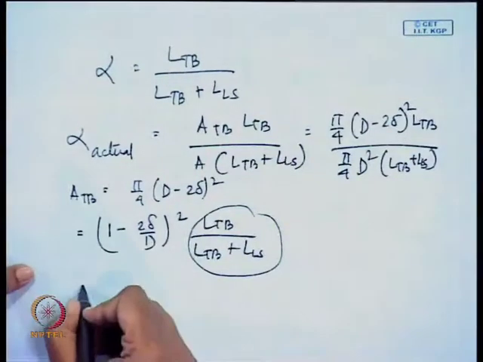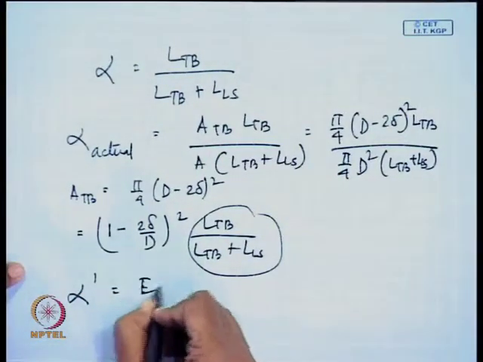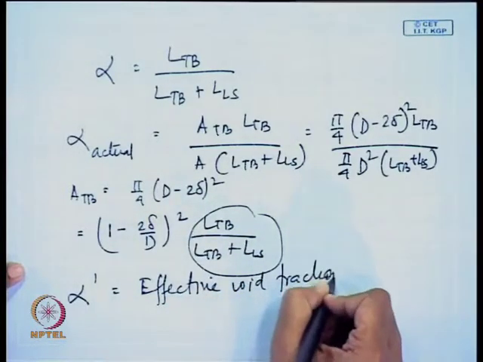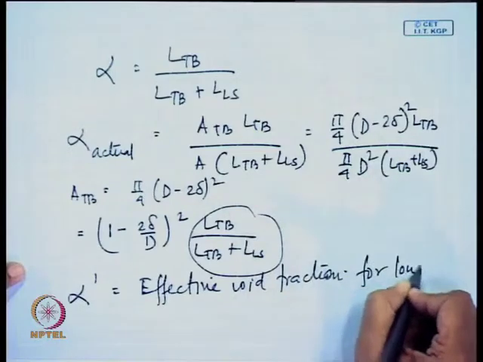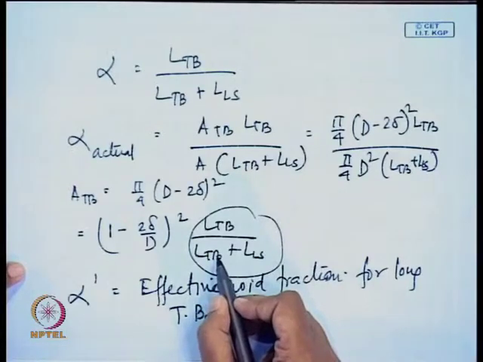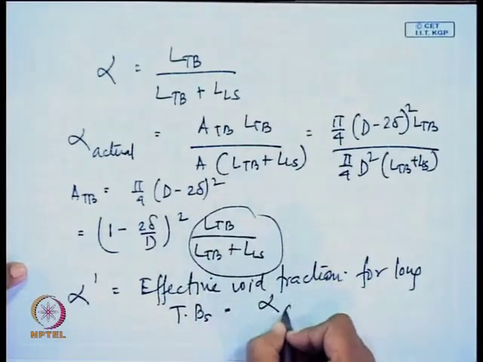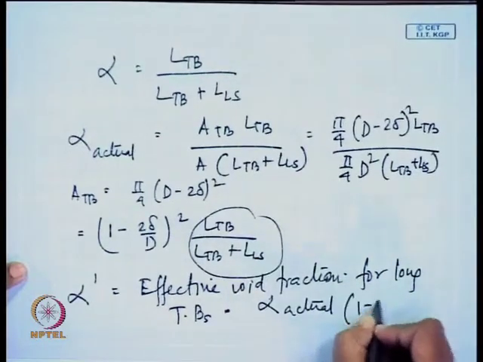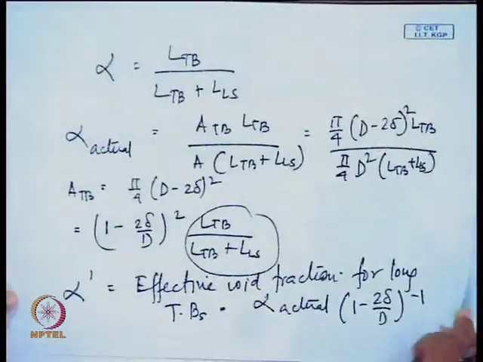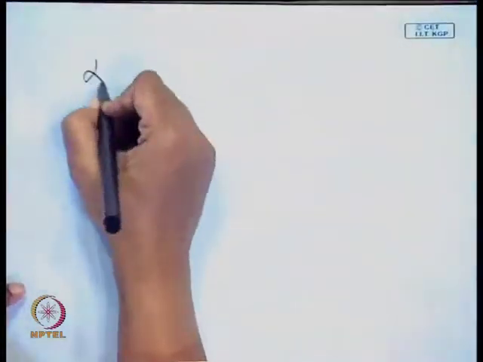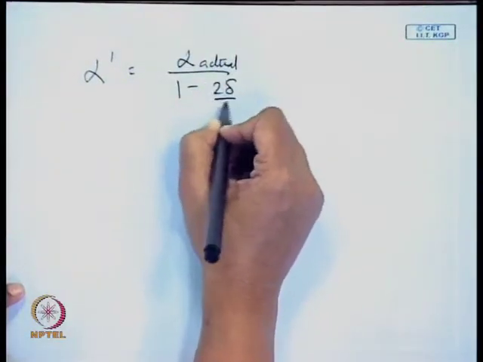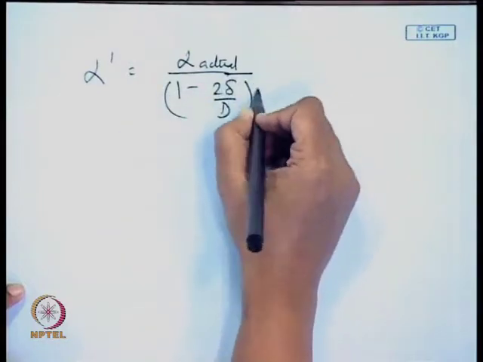So therefore, what is the effective void fraction which should be considered for long Taylor bubbles? Effective void fraction for long Taylor bubbles. What is this? This is this particular expression. So this is equal to the actual expression into 1 minus 2 delta by d whole to the power minus 1. Or in other words, I will write it down here: your alpha prime is equal to alpha actual by 1 minus 2 delta by d whole square.